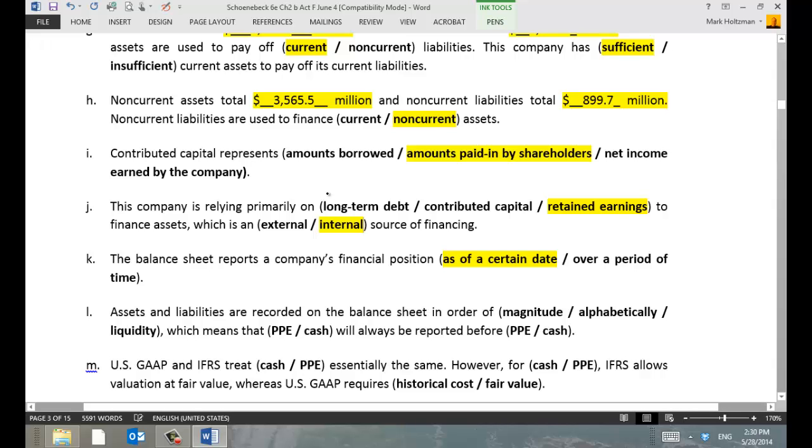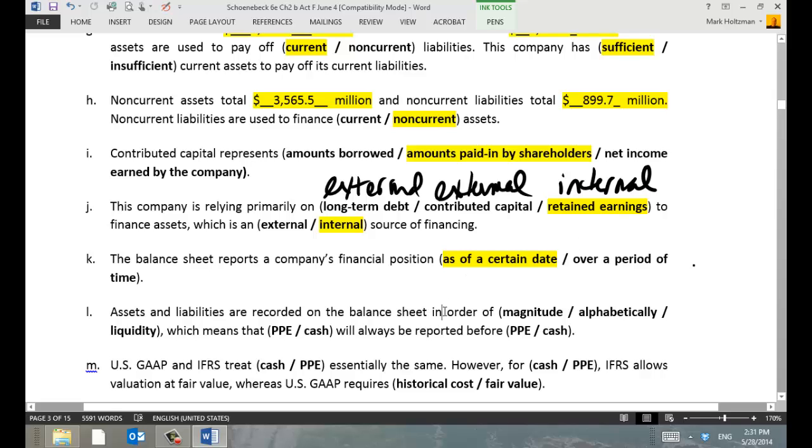Let's just mark this down here. Contributed capital is external also because it's coming from your stockholders. Retained earnings is internal because you're just taking your profits and putting them back into the business.